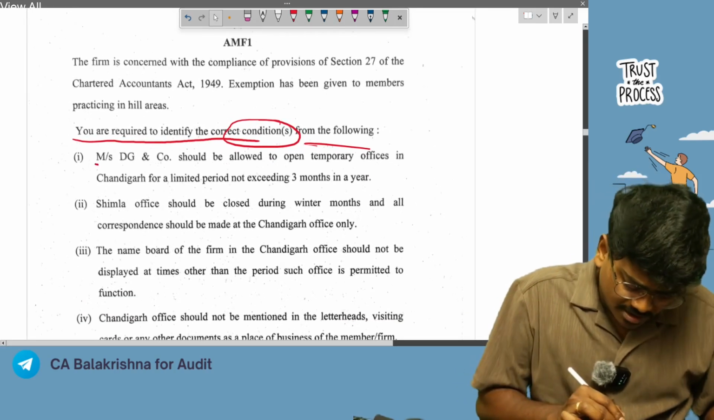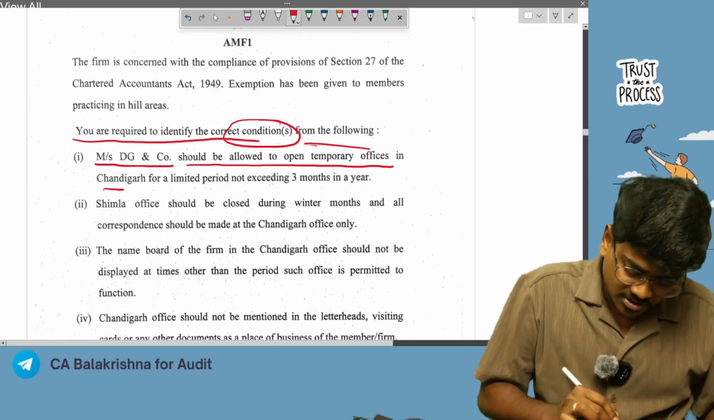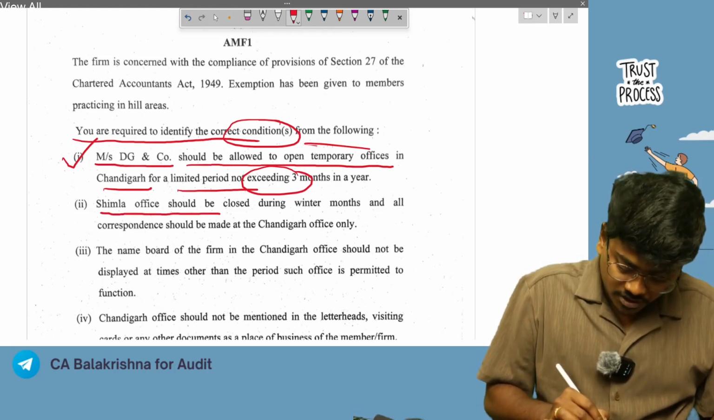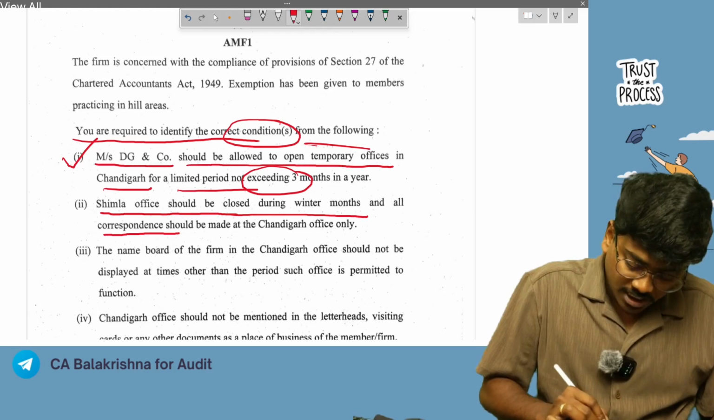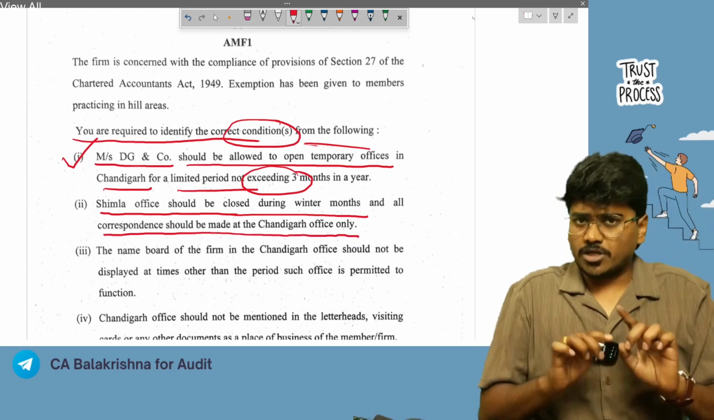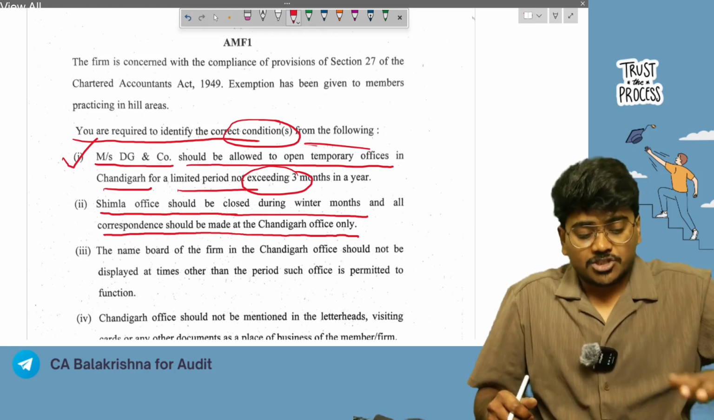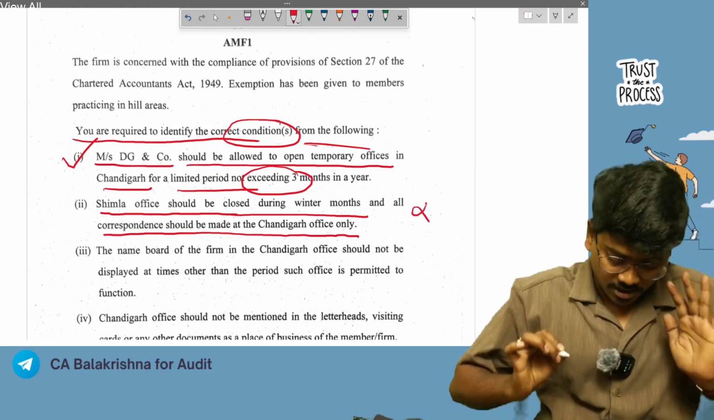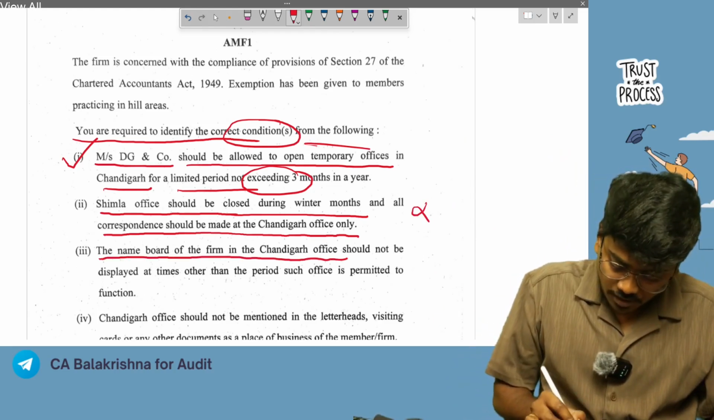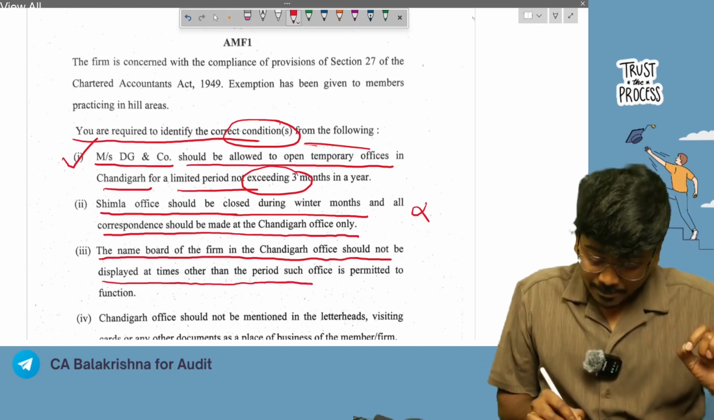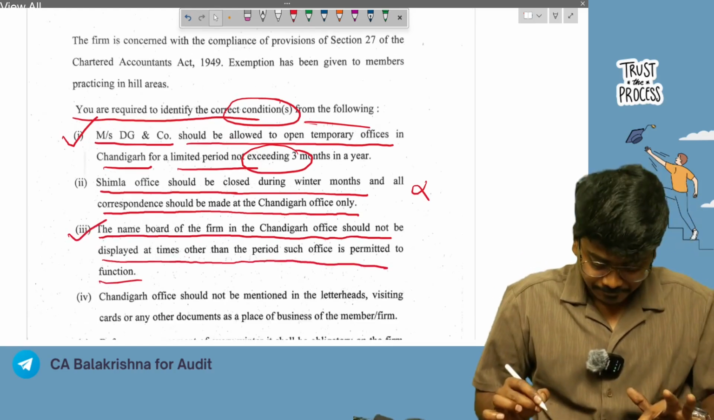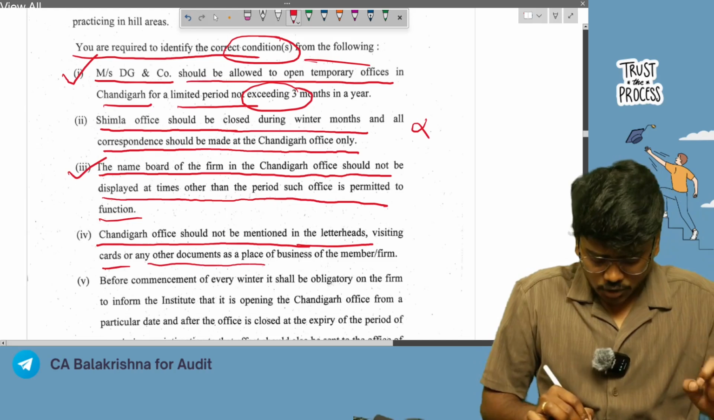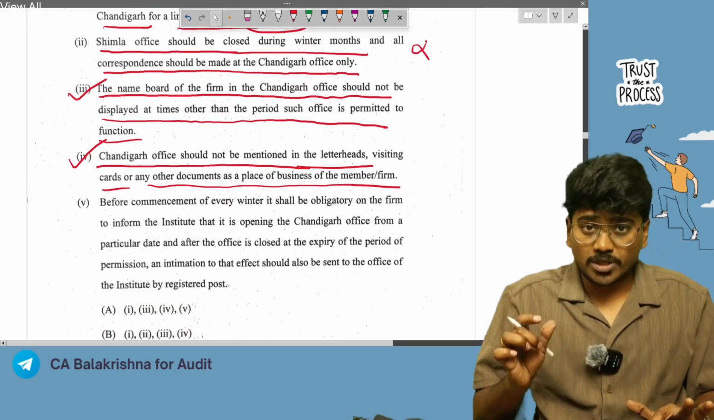Let us see. Messrs. DG and Co. should be allowed to open a temporary office in Chandigarh for a limited period not exceeding 3 months. Yes, this is the correct option. Next, the Shimla office should be closed during the winter months and all correspondence should be made at the Chandigarh office only. No, when you have opened the Chandigarh office, you can also keep the Shimla office open. So this is wrong. Next, the name board of the firm in the Chandigarh office should not be displayed at times other than the periods such office is permitted to function. Yes, this is correct. Next, the Chandigarh office should not be mentioned in the letterheads, visiting cards, or any other documents as a place of business. Yes, this is also correct. You should mention only the Shimla office.